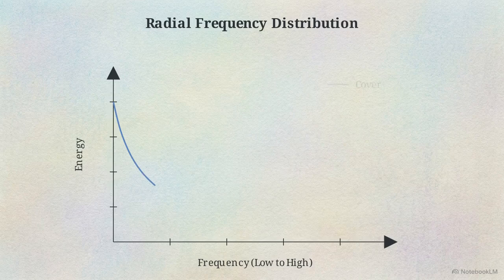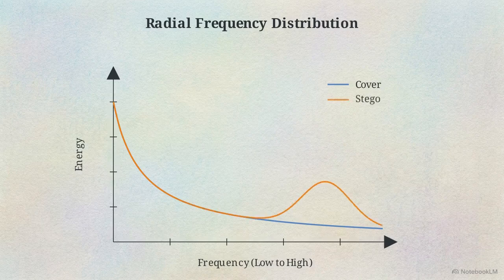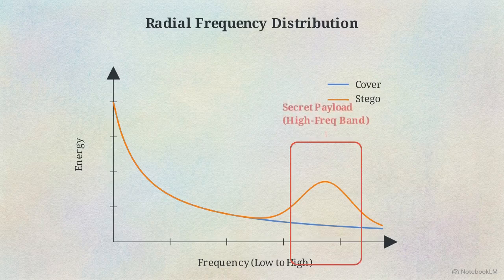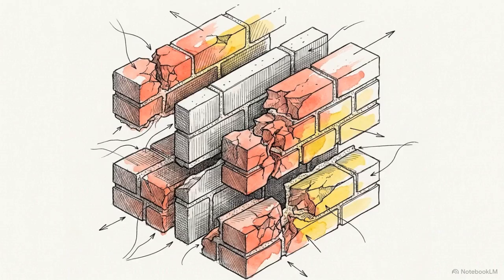Measuring this shift via radial frequency distribution, the blue curve shows the original cover image holding energy in low frequencies. The orange curve represents the Stego image. Notice its distinct rise in mid to high frequency energy. That amplified high-frequency bandwidth is exactly where the secret payload now lives. Pumping extra data into high frequencies can easily cause structural tearing in the final image.